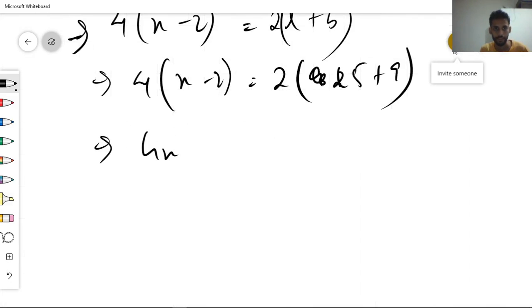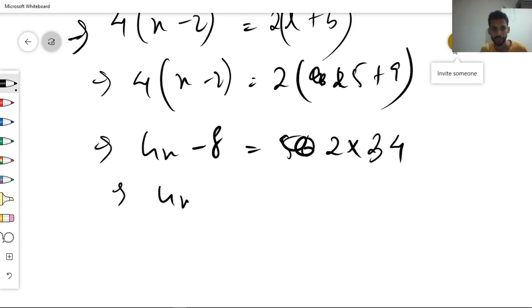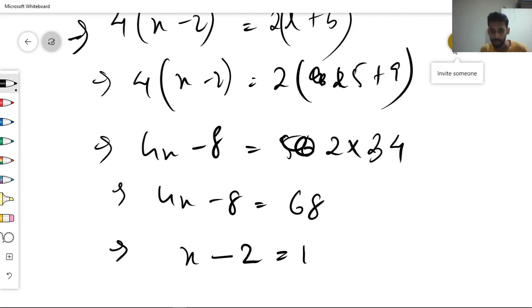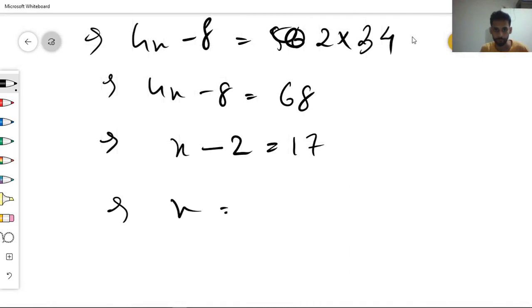So 4x minus 8 is equal to 2 into 34, that is 68. Then we can divide everything by 4. So 4 divided by 4 will be 1 time x, here 2 times, here 17 times. So x will be equal to 17 plus 2, that is 19. Okay, let me check the answer.